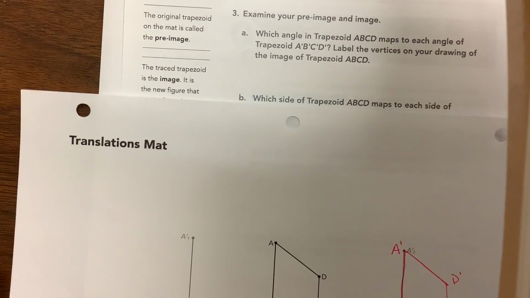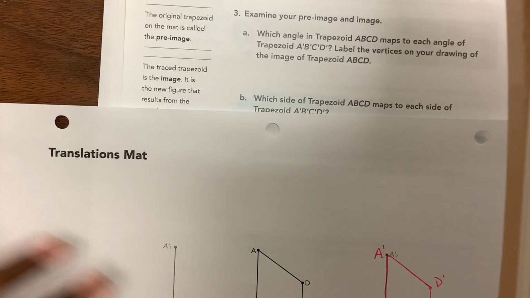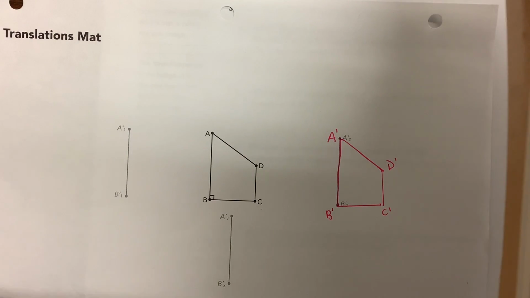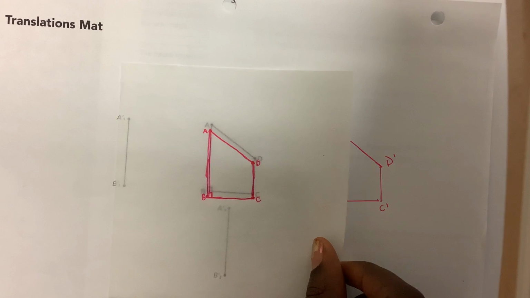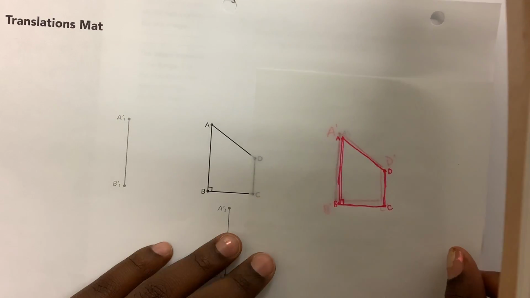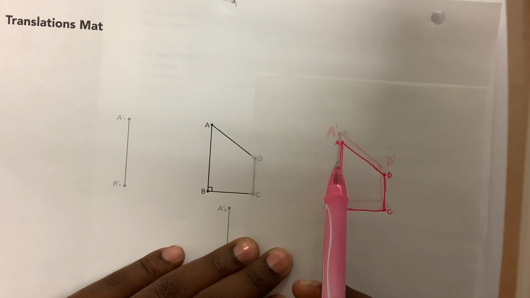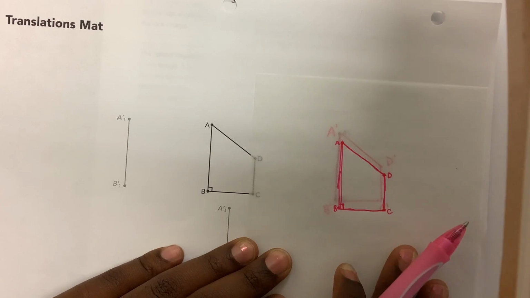Right here, it's saying, which angle in trapezoid ABCD maps to each angle of trapezoid A prime B prime C prime D prime? If you're not able to see it by just looking at the translations mat, you can always use your traced trapezoid and put it over here, and you can see angle A maps to angle A prime. And I'm going to let you do the rest by yourself. Pause the video here, please.